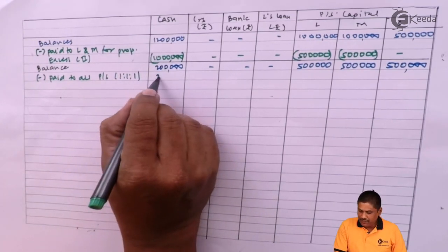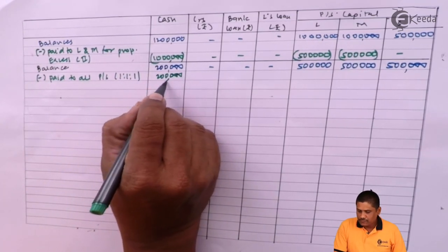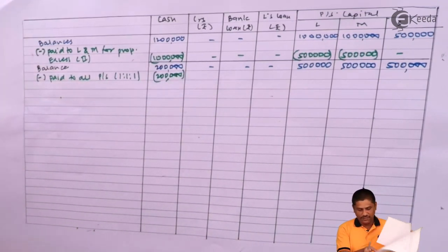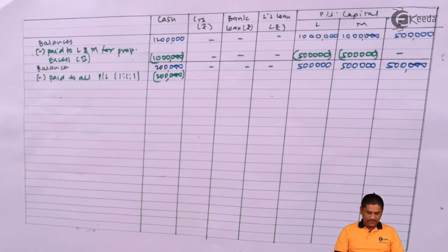One is to one, right? So I will divide 2 lakhs by 3. 2 lakhs divided by 3 we have to do.